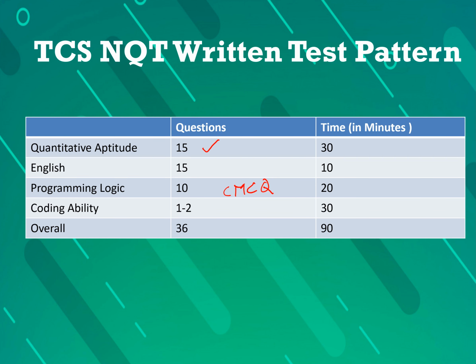So as I was saying, coding ability. In the coding section, there will be 1 to 2 problems and the time allocated would be 30 minutes. Overall 36 questions and the time allocated is 90 minutes. We'll also compare the difficulty level of each of the subsections.